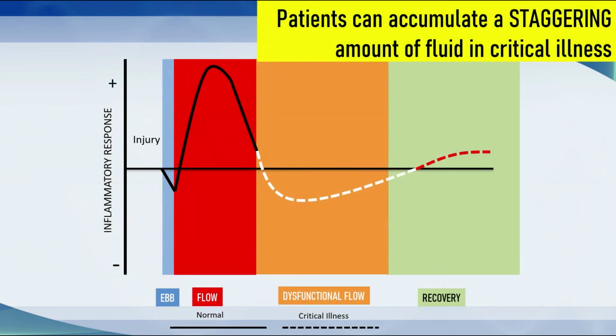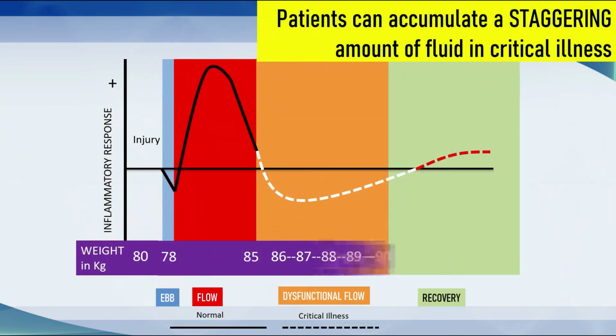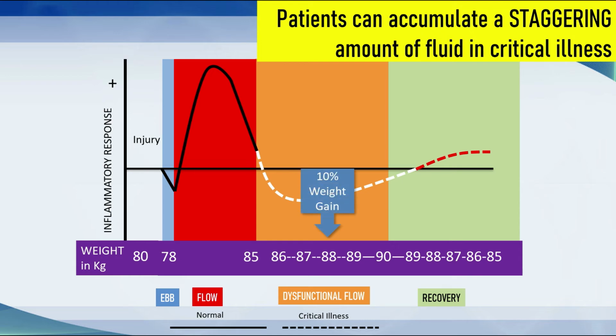Patients can accumulate a staggering amount of fluid in critical illness. This patient starting off here at 80 kilograms can get up to maybe 90 kilograms during the dysfunctional flow phase, which is more than a 10% gain in body weight. This is not good, and they definitely need to be de-resuscitated back down at some stage to their normal weight. But that de-resuscitation can only start when the source is controlled and the patient has been stabilized.